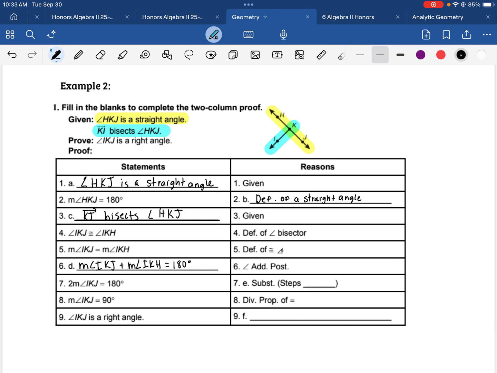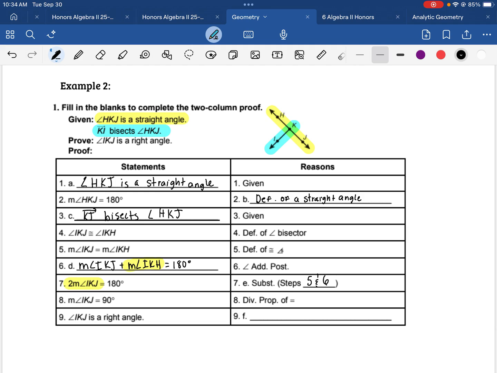And then the next step, we've got 2 times the measure of IKJ equals 180 degrees. This comes from between steps 5 and 6. We know that the measure of IKJ is equal to the measure of IKH, so we can substitute that back in to get 2 times the measure of IKJ. So I'm going to say, just for reference sake, this comes from steps 5 and 6.